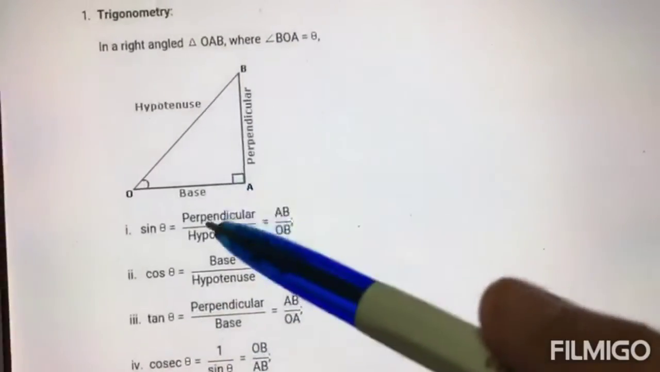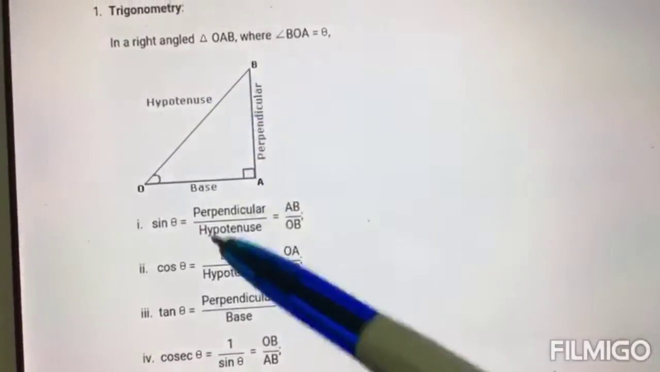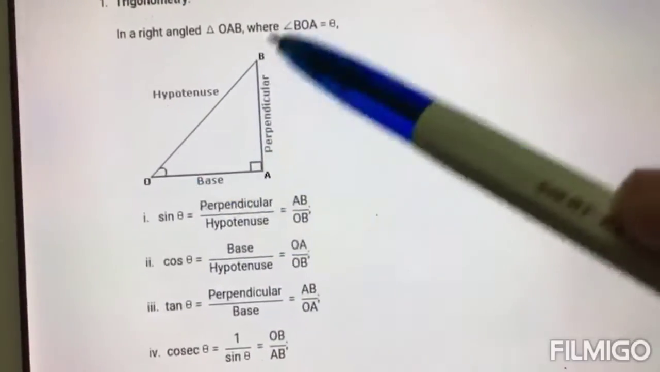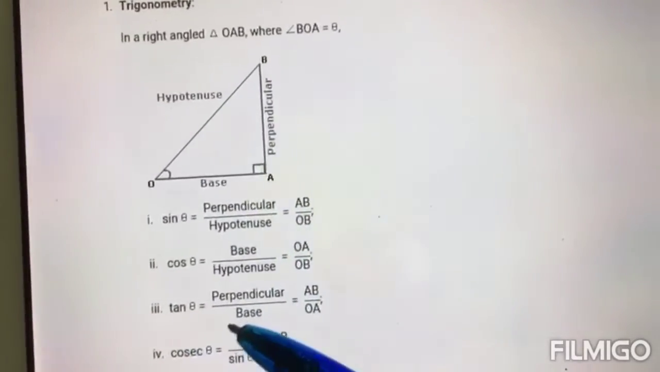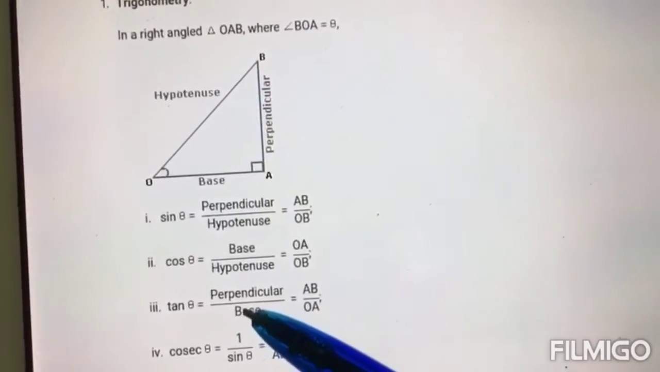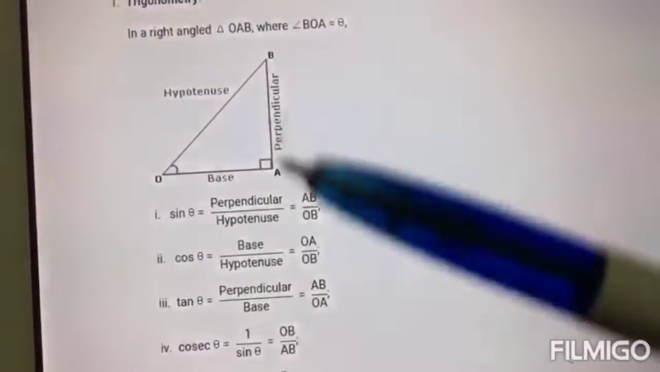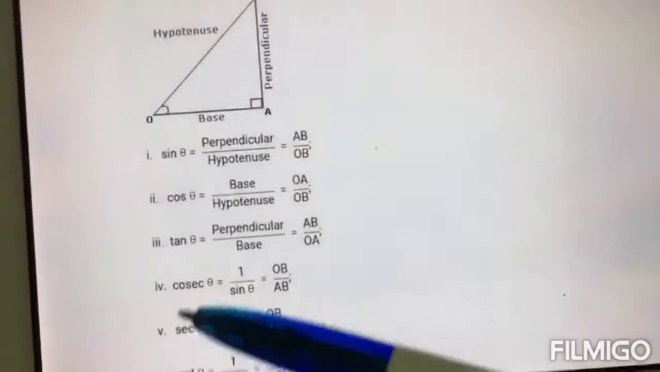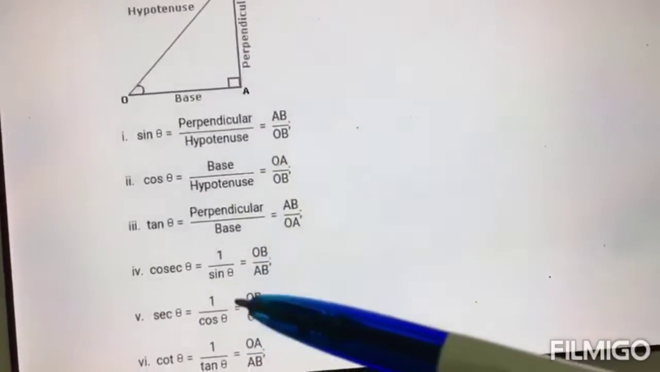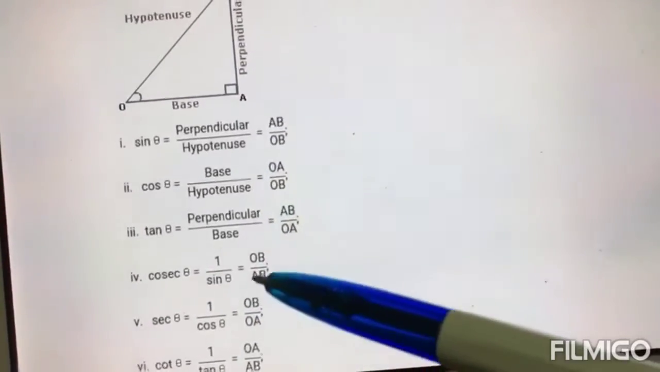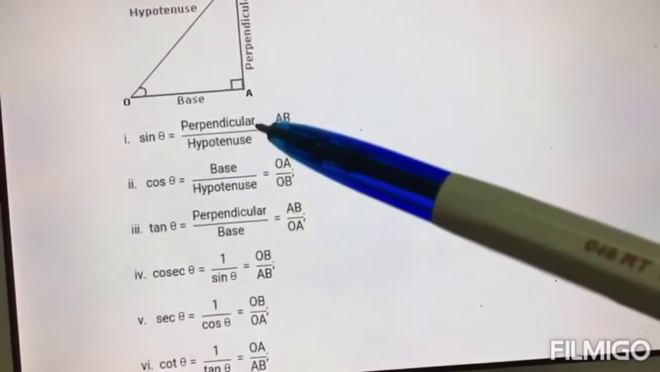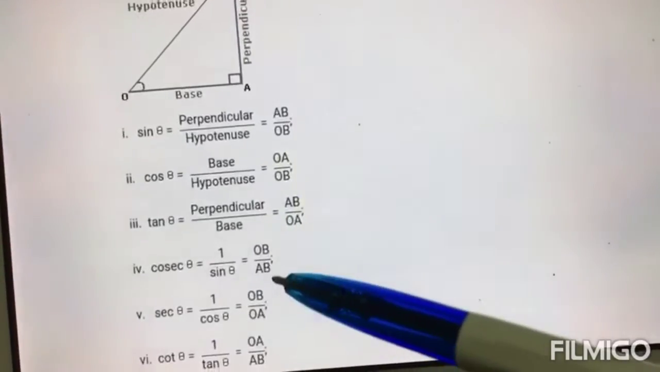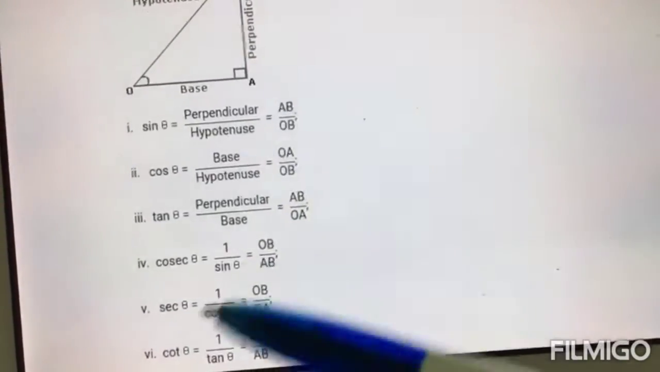Cos theta is the base divided by hypotenuse, that is OA divided by OB. Tan theta is equal to perpendicular divided by base, which is AB divided by OA. Cosec theta is equal to 1 by sin theta, which is equal to hypotenuse divided by perpendicular, which is OB divided by AB. That is just the inverse of this.